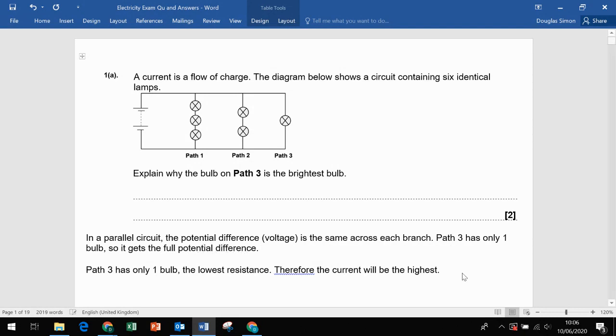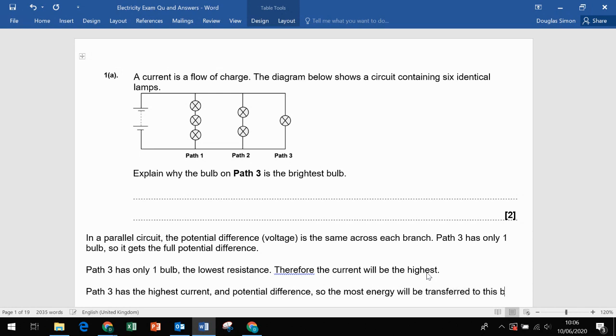So what do we know? We know that path 3 has the highest current and the highest potential difference across the bulb. Therefore, the most energy will be transferred to this bulb. I've probably written slightly too much because I've got 3 points for 2 marks, but better to be safe than sorry.